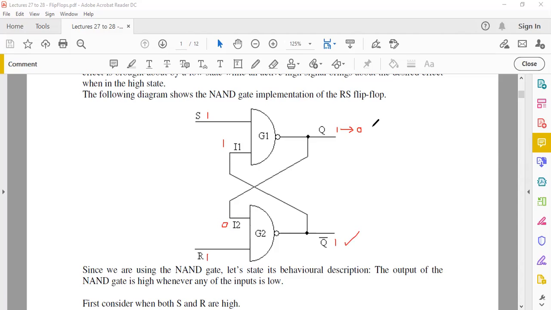So what we see here is that if S is 1 and R is 1, the two outputs, Q and Q bar, need to be in different states. They can't be the same state.